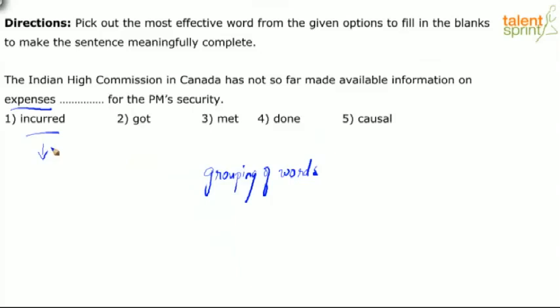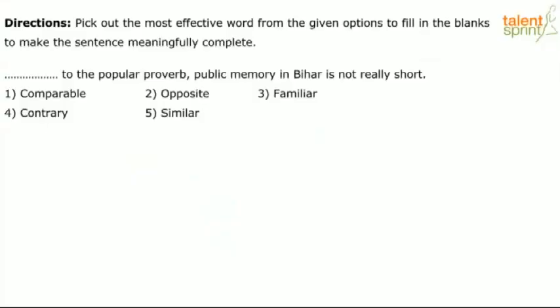So here, what is the context talking about? So some expenses that have been incurred for the PM's security. Grouping of words, answer is 1, expenses incurred. Right? Dash to the popular proverb, public memory in Bihar is not really short. So this again is, we're looking at grouping of words, a phrase.